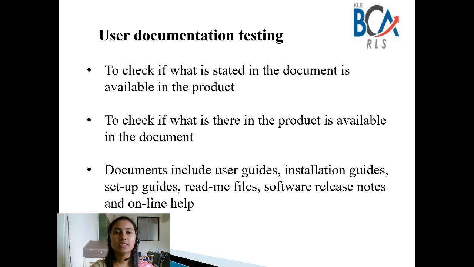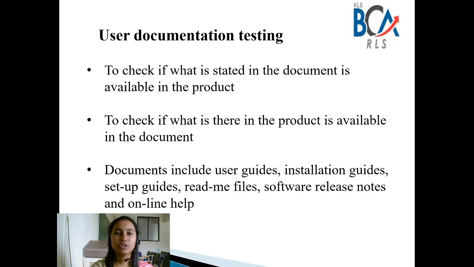The next one is user documentation testing. Here, it is done to check if what is stated in the document is available in the product or not. What is given in the SRS document, is it available in the product or not, we need to test it. And it is also to check if what is there in the product is available in the document or not. So you need to cross check in both ways.